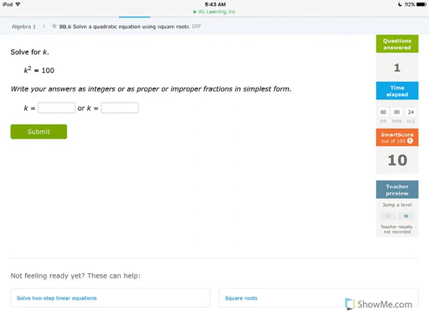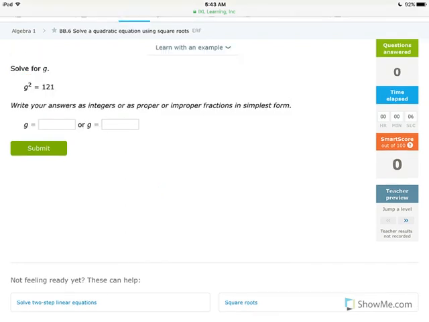So here we have k squared is equal to 100. So we're going to square root both sides. So the square root of k squared should be k, because k times k is k squared. And the square root of 100 is 10. And don't forget your plus or minus, since they both work. 10 squared is 100, and negative 10 squared is also 100. So we have a solution of 10 and negative 10.